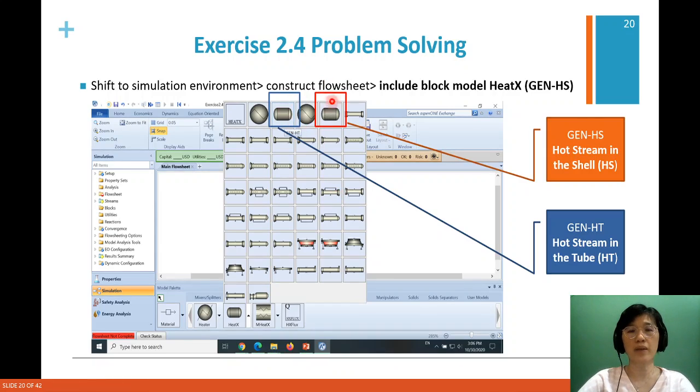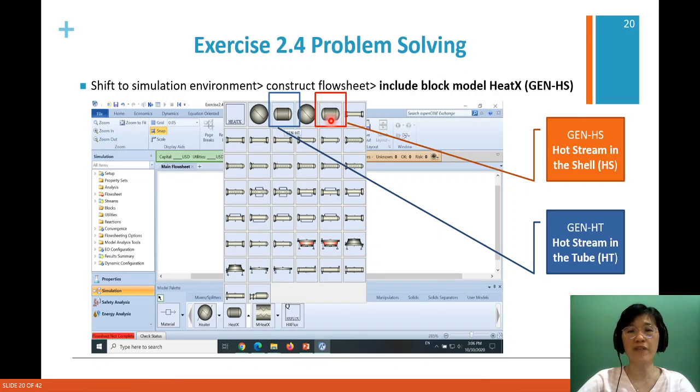Okay. There are two possible options here. If you refer to the box over here, refer to the first row, so it's the third box and the fifth box. If you refer to the statement that comes out when you put your cursor here, it will actually state HT, meaning hot stream is in the tube. So HT means the hot stream is in the tube.